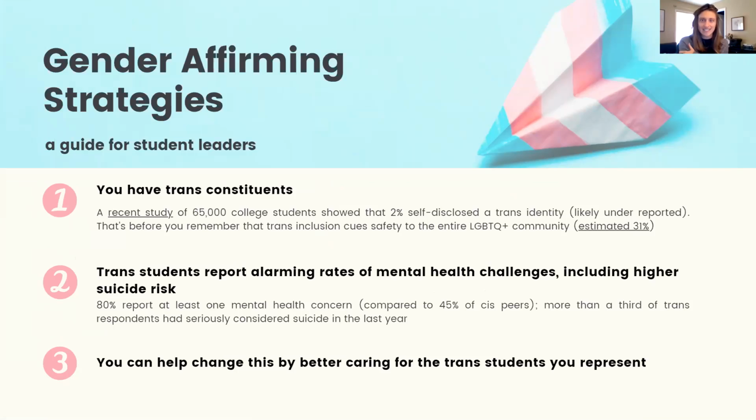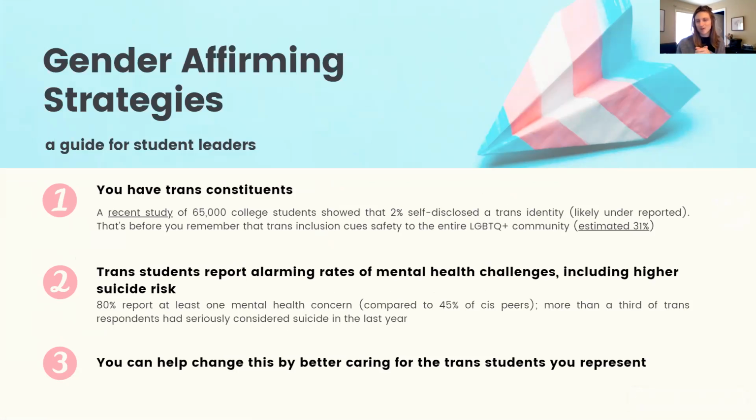It's all hyperlinked here. But basically, if you walk away from this, the 3 things I want you to know are: number 1, that you have trans constituents. A recent report showed that of 65,000 college students, 2% self-disclosed a trans identity. And that's likely underreporting because it's self-disclosure.